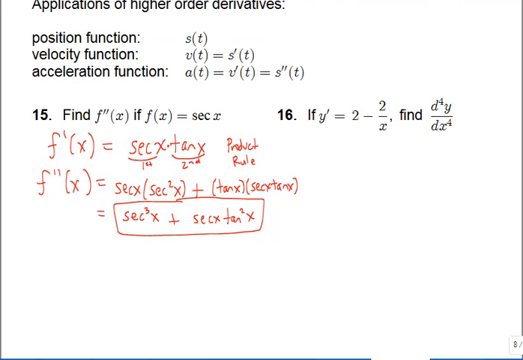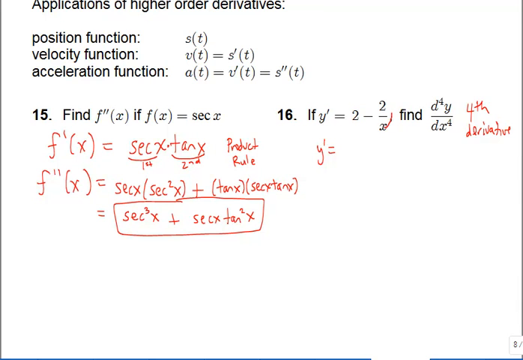Okay? Now take a look at number 16 here. If y prime is 2 minus 2 over x, find the fourth derivative of y with respect to x. That's what this means. We're looking for a fourth derivative. So notice that we already are given the first derivative. So if we take the derivative again, that's going to tell us y double prime, or the second derivative. Now before we can do that, you might want to rearrange or rewrite this function a little bit, because I have that x in the bottom.